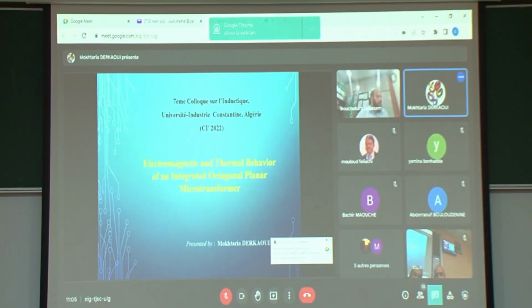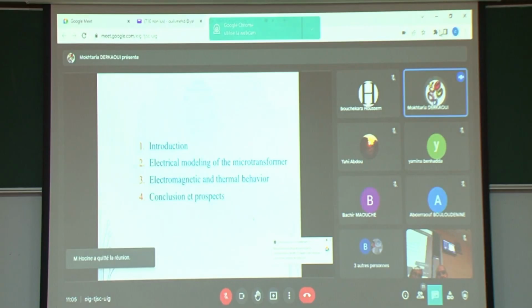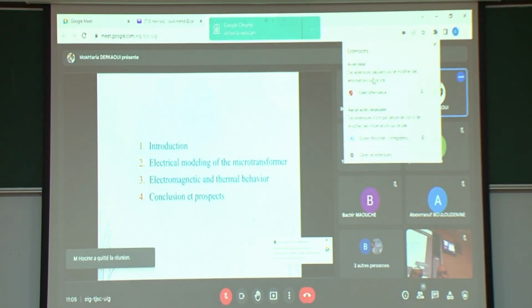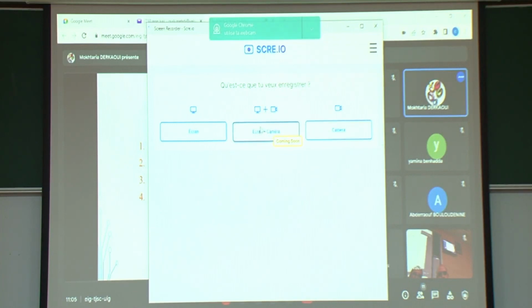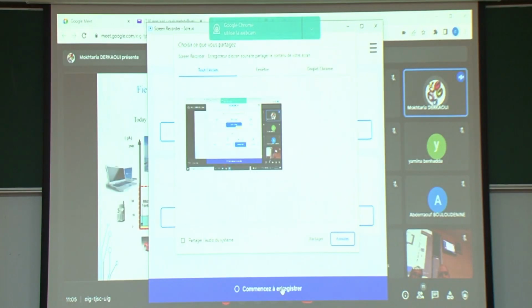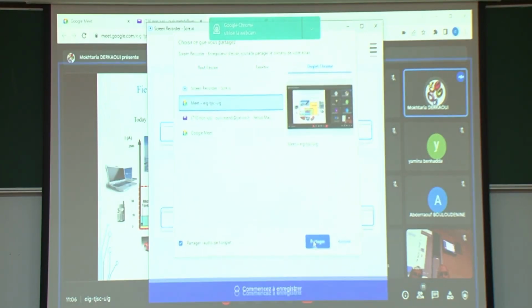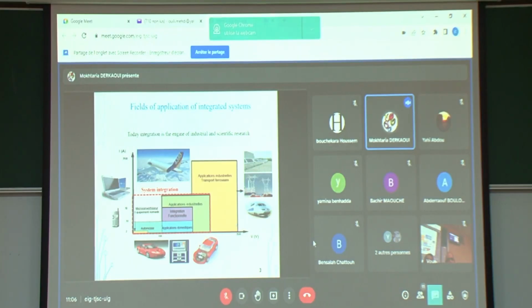Okay. So, honorable assistants, I have the honor to present you my work titled Electromagnetic and Thermal Behavior of an Integrated Octagonal Planar Microtransformer. In this work, we will observe the different effects created at high frequencies. We know that power electronics has never ceased to evolve. Currently, this discipline is present in the majority of electrical systems.